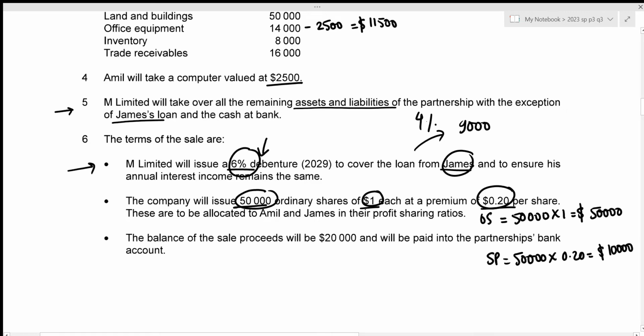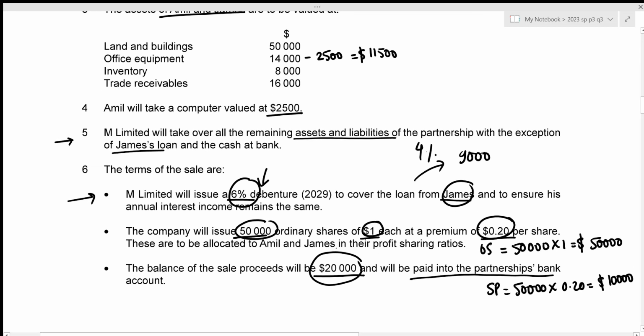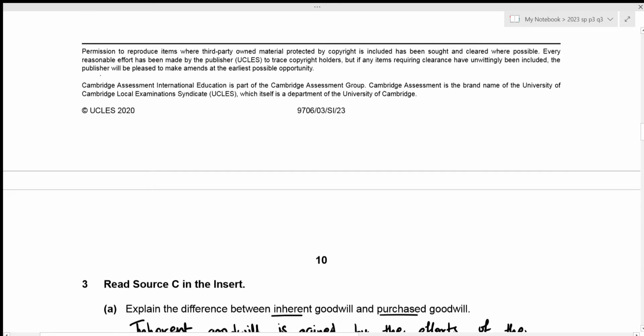All right, then the balance of the sales proceeds will be 20,000 and will be paid into the partnership's bank account. So since we are paying it to the partnership, this is cash out, which should be recorded on the credit side. Okay, so these are all the amounts, and also we need to pay the goodwill, and goodwill is to be recorded on the debit side, since goodwill is basically the purchased goodwill, which is an asset, right? So let's write down the amounts on our debit side. So the debit side is going to include land and buildings, office equipment, inventory, trade receivables, along with the goodwill. Let's write it down.